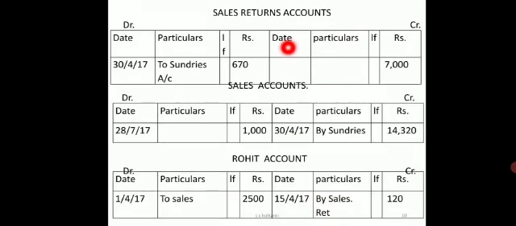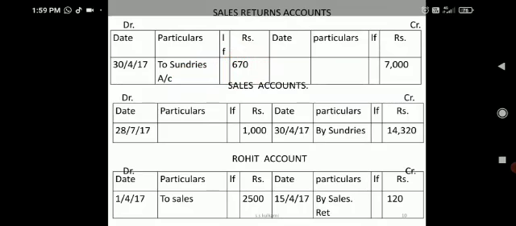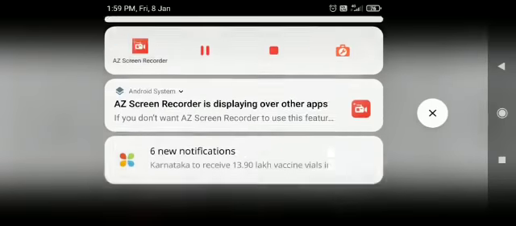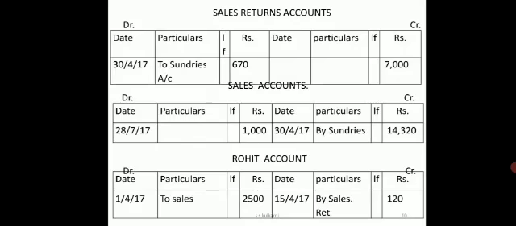Now we have to post the sales returns and sales in the ledger account. So first we have posted sales returns. On 30th 4 we have to write to sundries. The total returns during the month amounts to 170. Now we are having only 670. Now this 7,000 is appearing by mistake during copy paste, it has come, so nothing has to be done. So only 670 has to be taken.